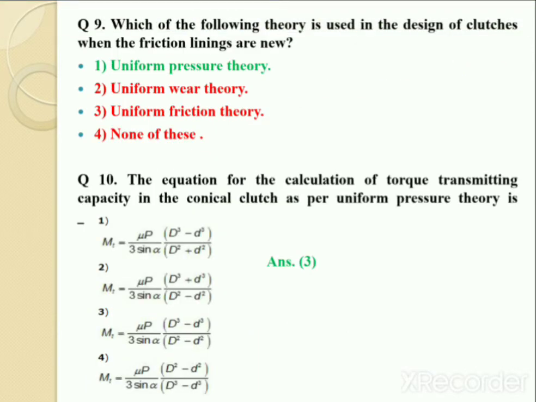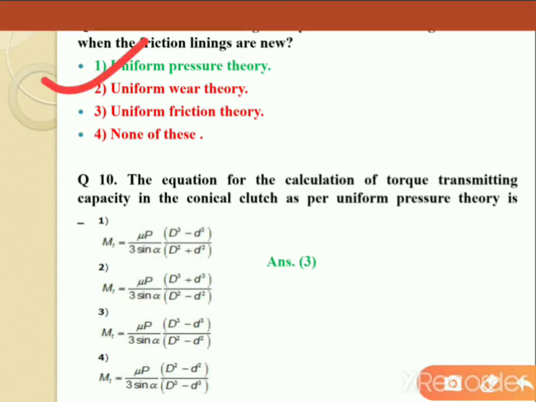9. Which of the following theories is used in the design of a clutch when the friction linings are new? So here we can say uniform pressure theory is the correct answer for new friction lining, because in new friction lining the contact surfaces are not worn out, so pressure will be distributed uniformly. So for that reason uniform pressure theory will apply, but for old friction lining uniform wear theory will be applicable. So here option 1 is the correct answer for 9. So let's come to the next question.